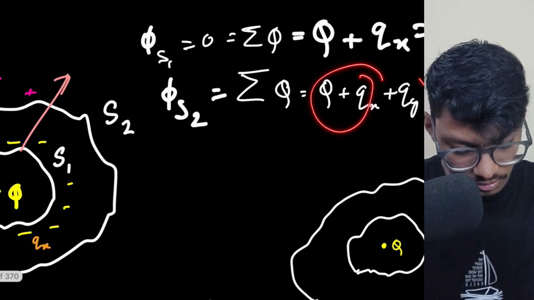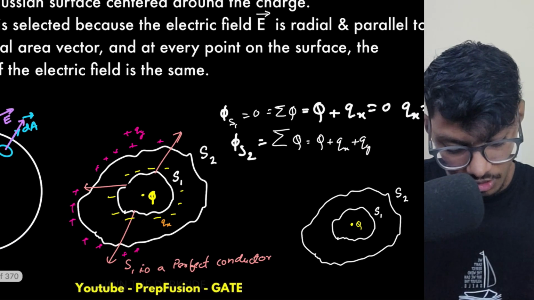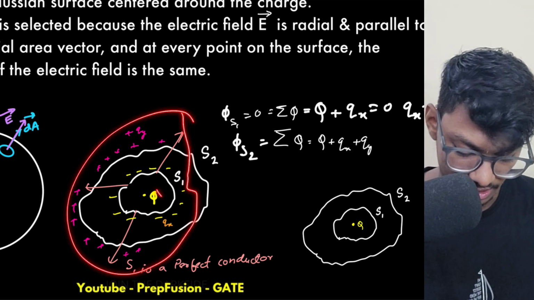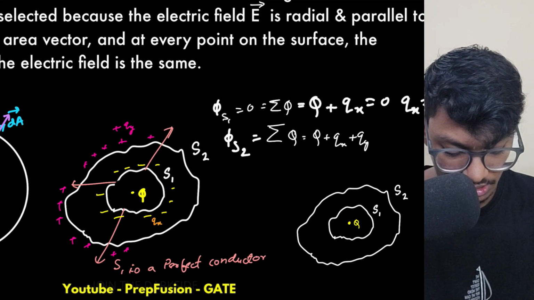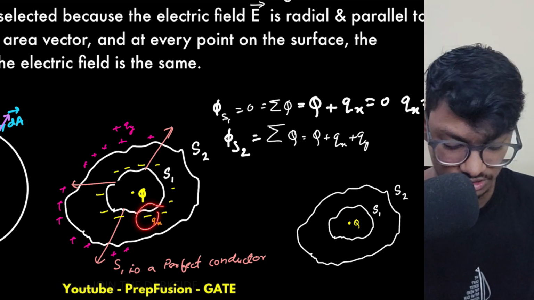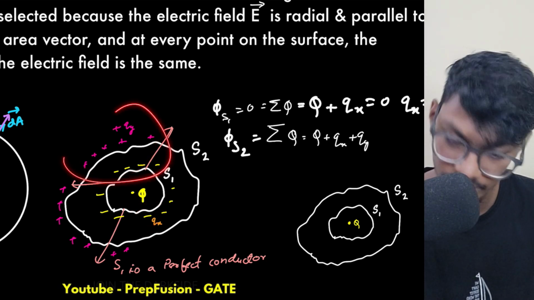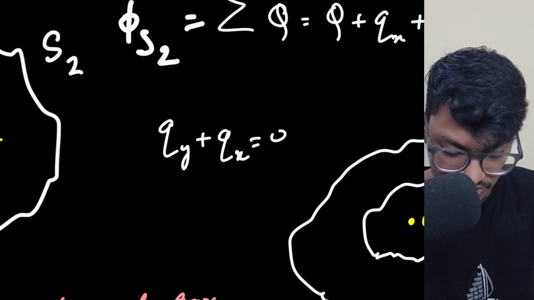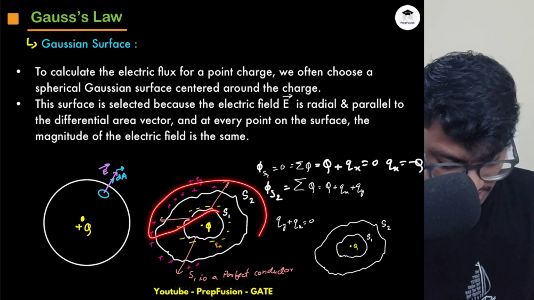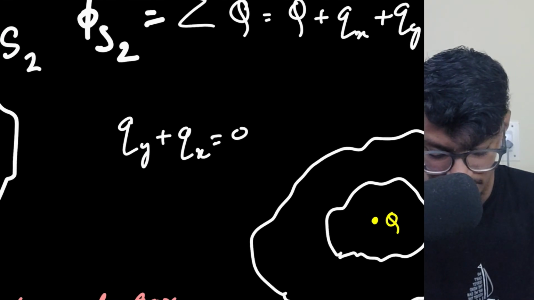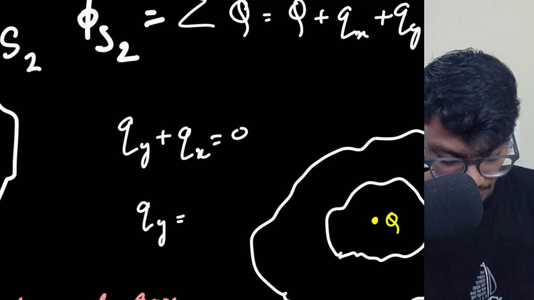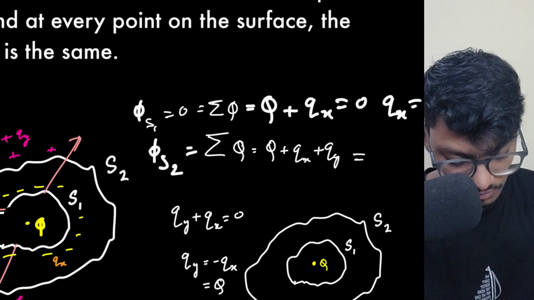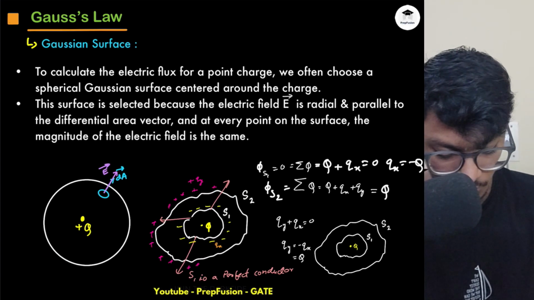Now this is 0, so Qy has to be equal to what? Total charge enclosed in this particular thing, or total flux. The total flux due to this is plus Q only, because here I have generated minus Q of charge. This was initially neutral, so it has to be neutral. So Qy plus Qx has to be 0, because overall this S2 object was neutral. So Qy will be equal to minus Qx, so Qy will be simply plus Q. So overall flux will be plus Q on the surface S2.